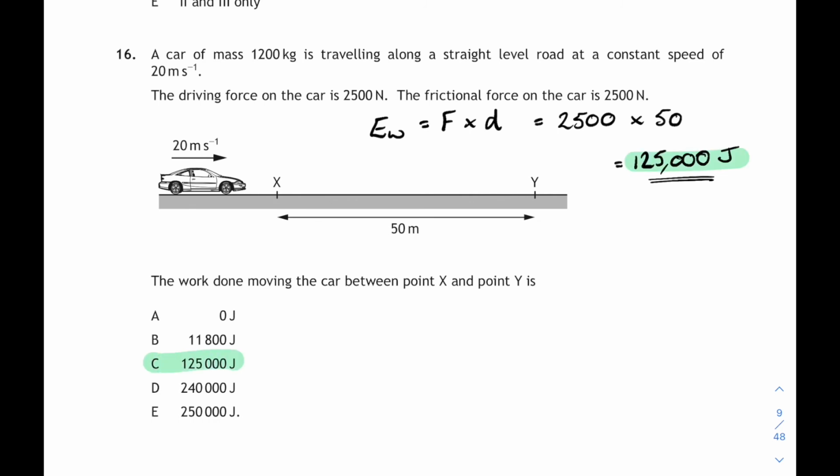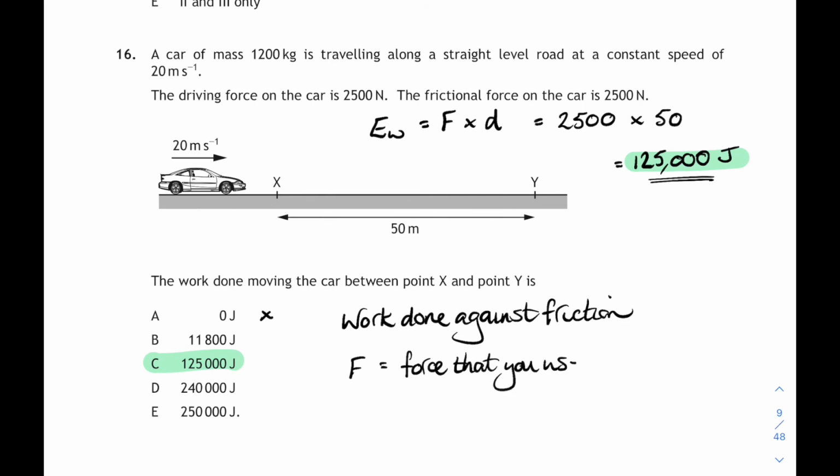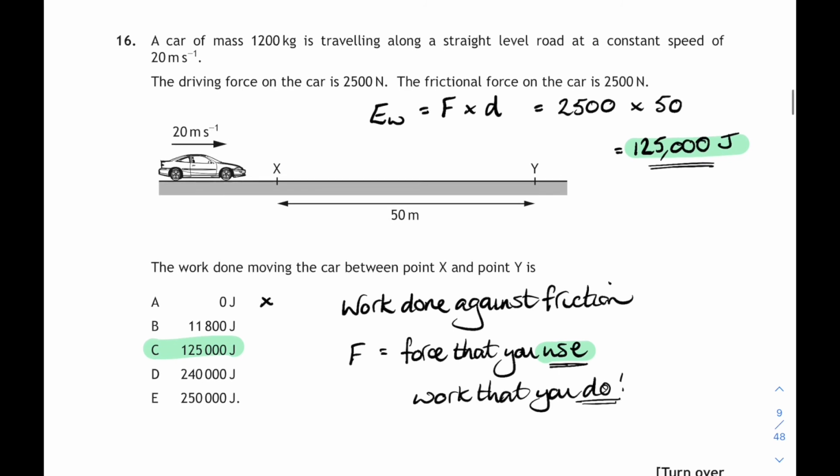That's 16C. You might be tempted in this question to say that the unbalanced force is 0, so you're not doing any work, but you're doing the work done against the friction. So remember that work done is the force that you use times the distance that you move, and that will give you the work that you do in joules.